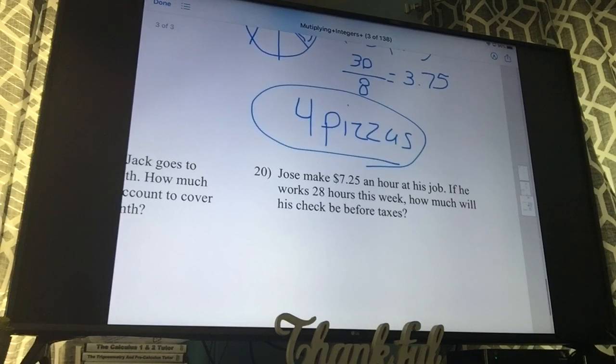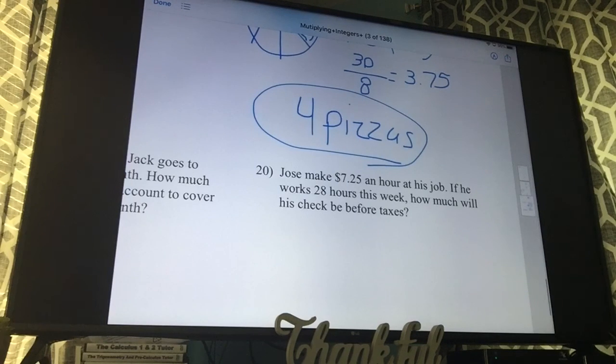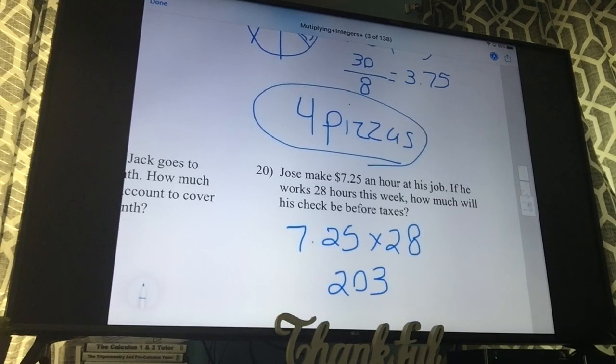Okay? The next one says, Jose makes $7.25 an hour at his job. If he works 28 hours this week, how much will his check be before taxes? Okay, that means their gross pay. So without nothing, they just want to straight up know how much should he make. So we could say he makes $7.25 an hour. Okay, and he works 28 hours. So it's just going to be multiplied by 28. Okay, so it would be 203, and that's before taxes.